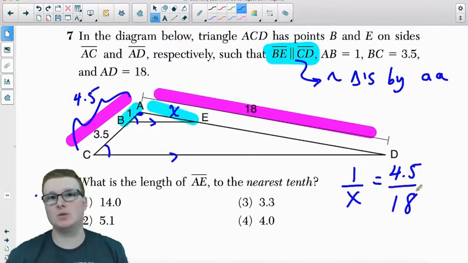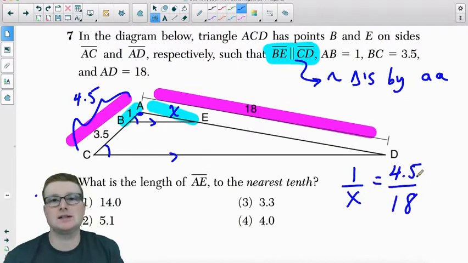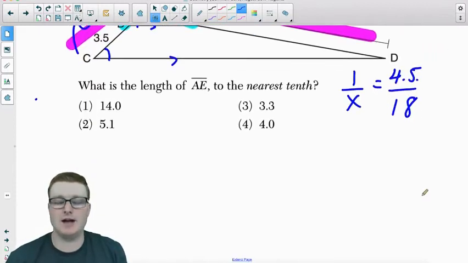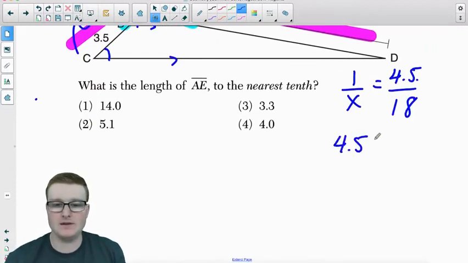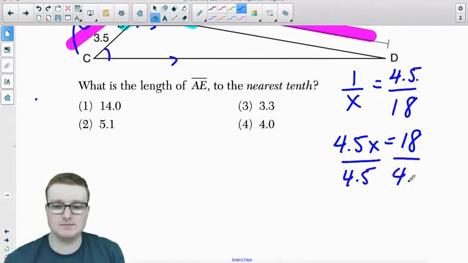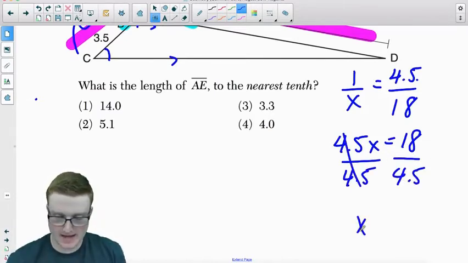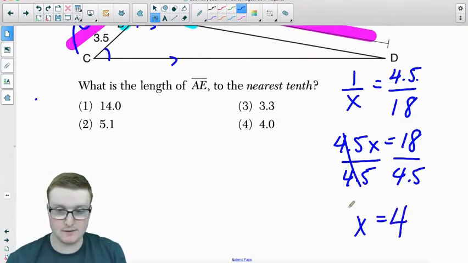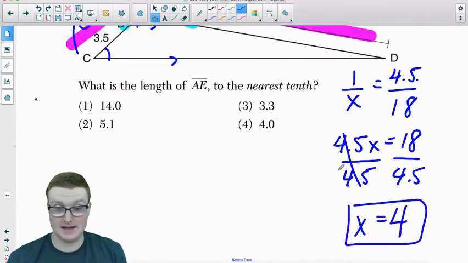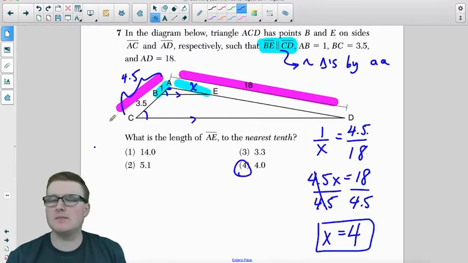There are so many different ways that you can set up that proportion. It doesn't matter what you do as long as you get the right answer, you're fine. Cross multiply. 4.5x equals 18. Divide by 4.5 on both sides. Take my word for it. x is equal to the number 4. When you divide that, your answer is choice 4. Simple stuff, basic similar triangle proportions. Make sure you know how to do them.